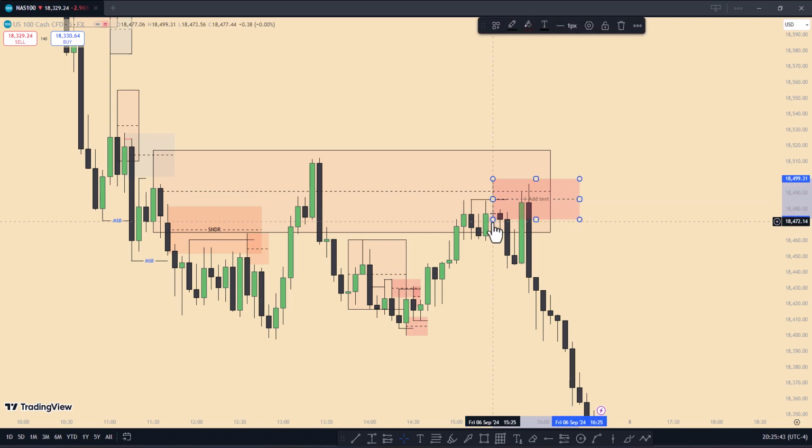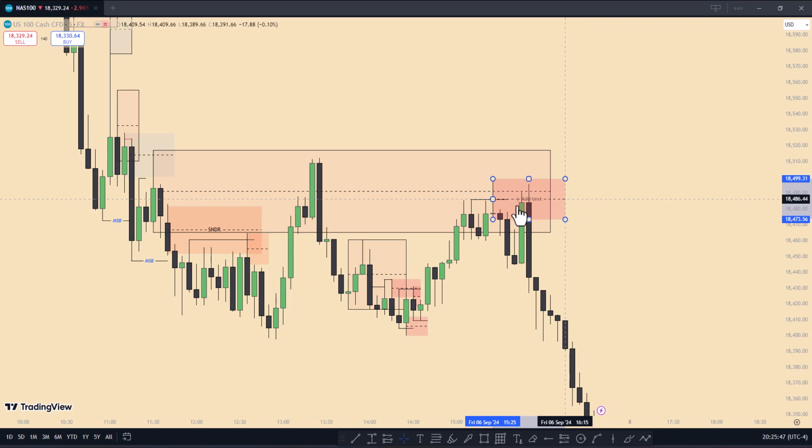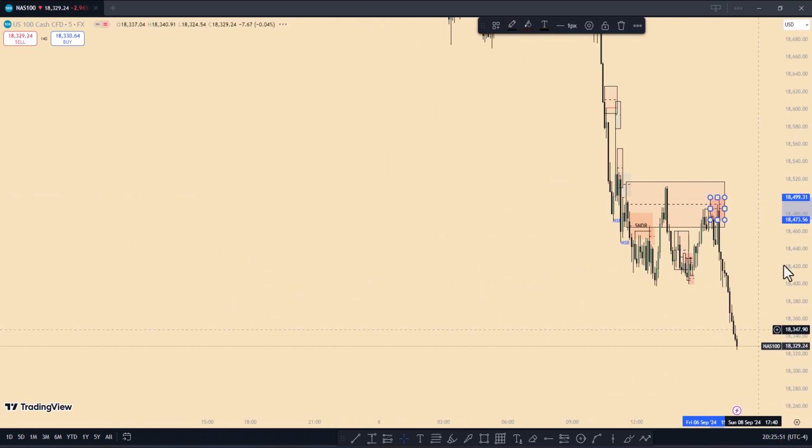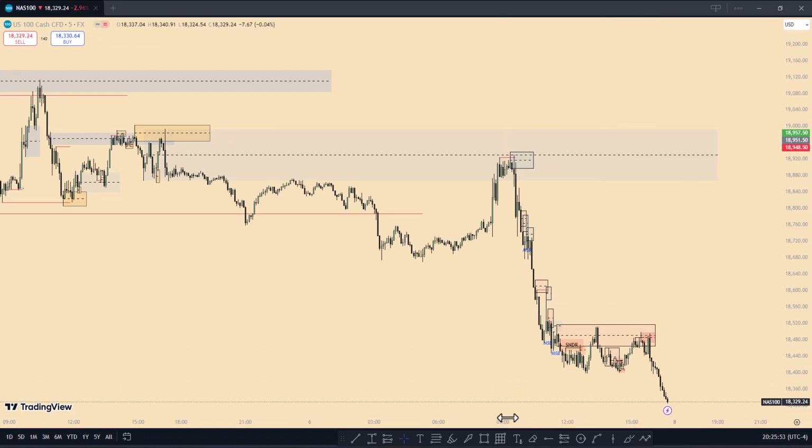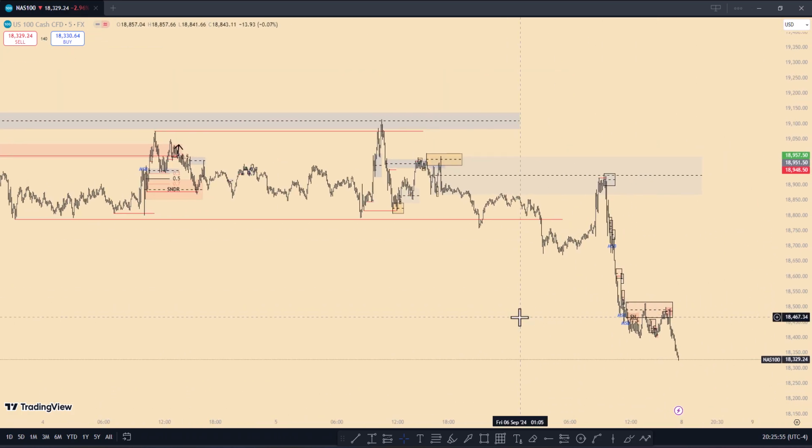Here's the CSS confirmation here, break of structure returning back inside the zone, another beautiful entry, and this was the end of the day. So what do you think? Straightforward price action, right?